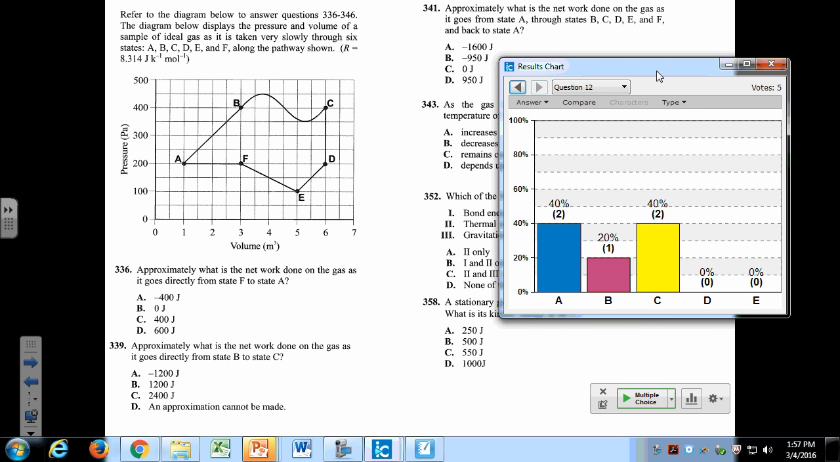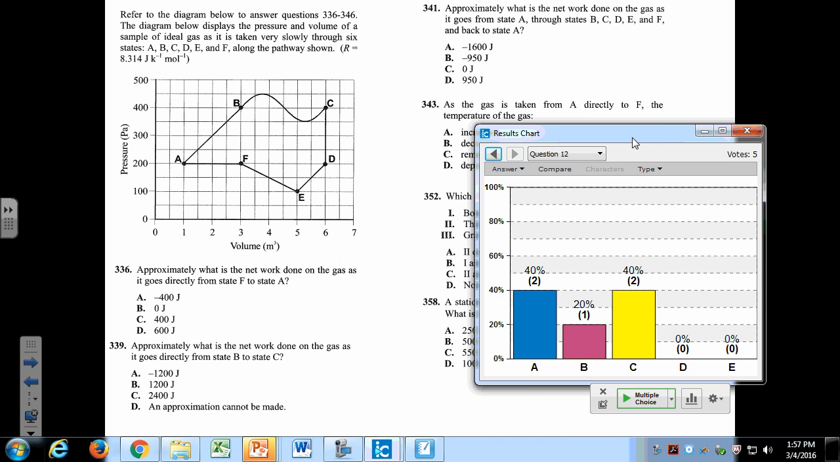Okay, which one were we doing? I missed 341, right? So B, C, D, E, and F, 341. So I'm going from here, through C, through here, and through here. In order to find this, I'm going to have to find two areas. I will find the area under BC like this. Didn't I already find that?